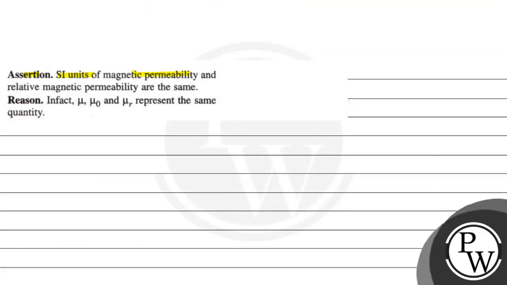The units of magnetic permeability and relative magnetic permeability are the same, and second, they are saying that in fact mu naught and mu r represent the same quantity.